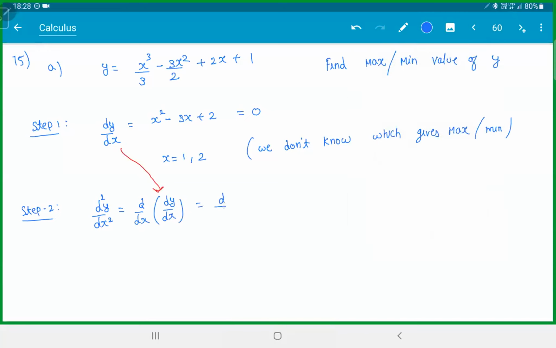So that will be dy/dx of x²/2 minus 3x plus 2, so this will be 2x minus 3. Now, how do you check? We got two roots, right? At x equal to 1, the double differential d²y/dx² will be 2 into 1 minus 3, which is minus 1, less than 0. If the value is less than 0, what is this? This is a maxima.